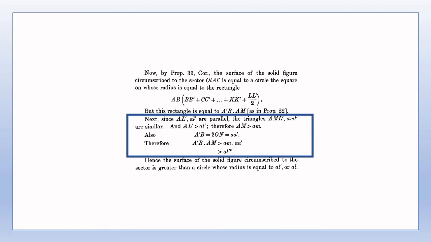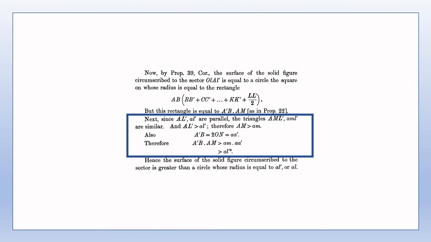Triangles AML' and aml' have a common angle. Angle AML' is equal to angle aml'. Since AL' and al' are parallel, then by Euclid 1.28, angles MAL' and maL' are equal, and also angles AML' and aml' are equal. Thus the triangles are equiangular, and so, by Euclid 6.4 and definition 1 of book 6, they're also similar.